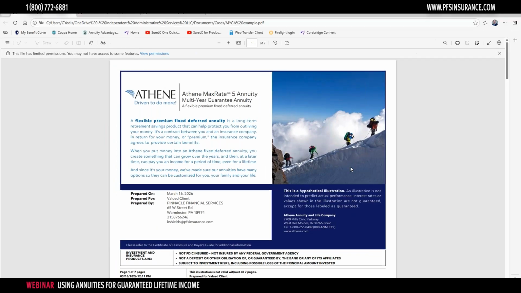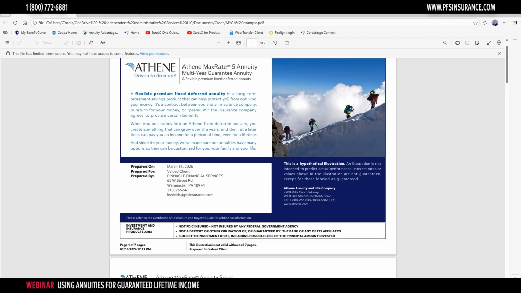So let me transition to some illustrations. And the first one we're going to take a look at is an example of using a multi-year guaranteed annuity. This is Athene's Max Rate 5-year product. And we're just going to use this for a steady stream of income.